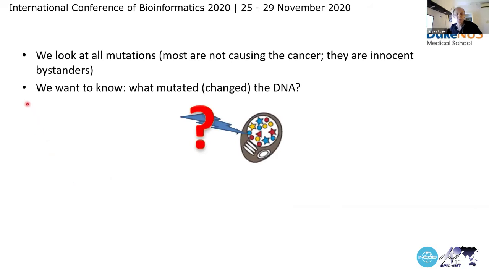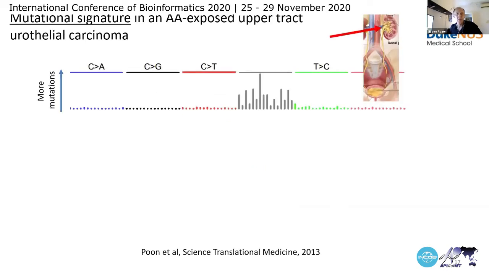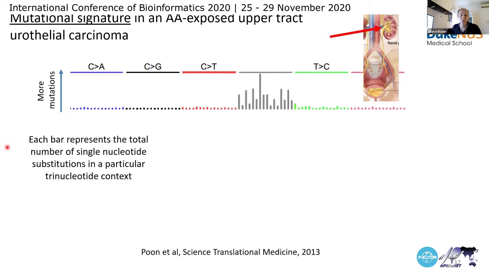Okay, so I'm going to emphasize that we look at all the mutations. Most of the mutations are not causing the cancer. They're innocent bystanders. So our focus is on finding out what mutated the DNA, not what the mutated DNA did to the cell's behavior. So here's the example of the mutational signature of AA in an AA-exposed upper tract urothelial carcinoma. Each bar represents the total number of single nucleotide substitutions in a particular trinucleotide context, in the context of the preceding and following bases.